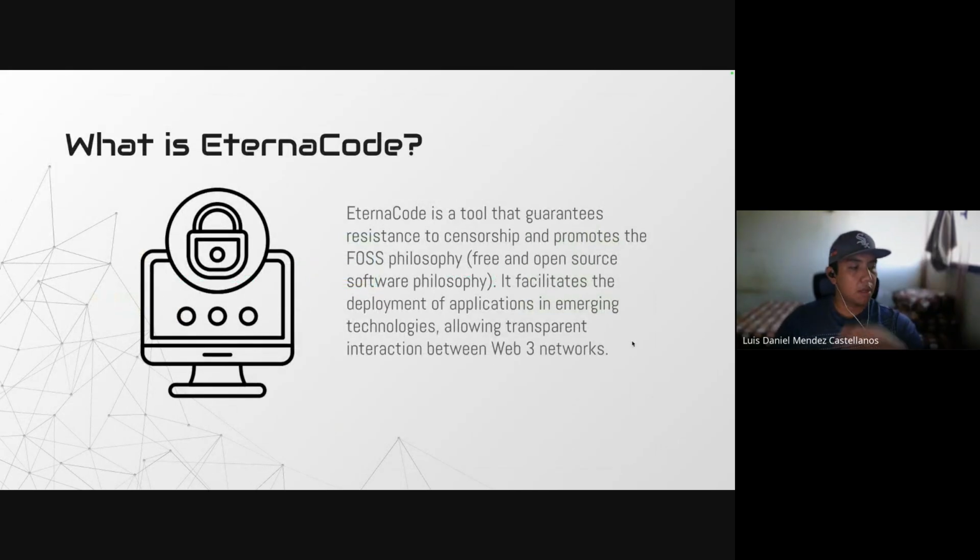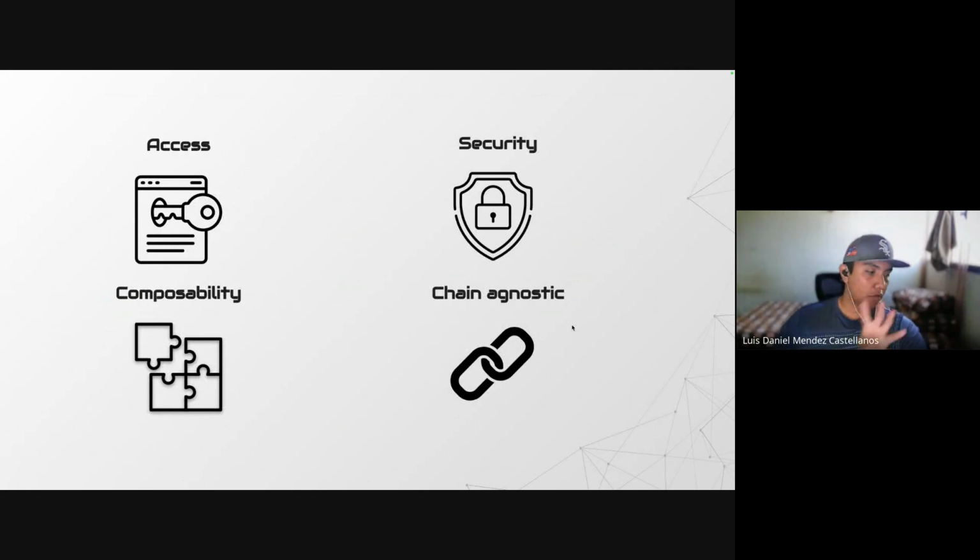Here we have Eternal. Eternal is a tool that guarantees resistance to censorship, promotes the free and open source software philosophy, facilitates the development of applications in emerging technologies, and allows transparent interaction between Web3 networks. In Eternal, there are four pillars. Principally, access: every component deployed on Eternal is available as long as a gateway is running. We are going to talk more about that later.